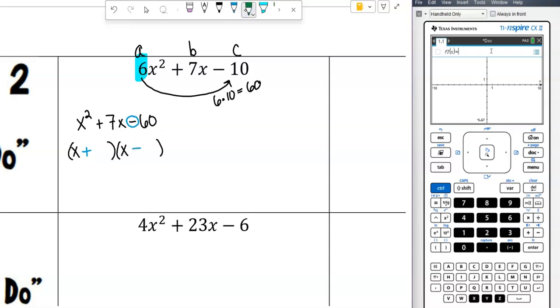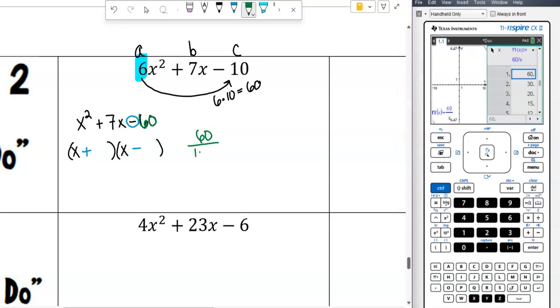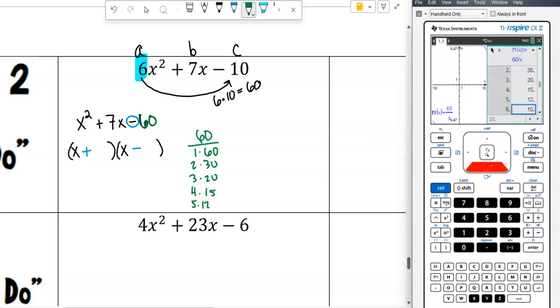Now we want to find the factors of 60. Anytime you have a fairly large number, I would recommend to use our calculator strategy by getting a table. We have 1 times 60, 2 times 30, 3 times 20, 4 times 15, 5 times 12, 6 times 10. And that is all, because they start to repeat.